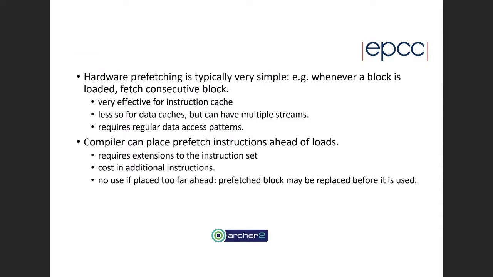Okay, so hardware prefetching is typically very simple. It's basically just assuming perfect spatial locality. In other words, whenever a cache block is loaded, the hardware assumes that the next block in memory, so the next block in sequence in address space, is going to be accessed soon. So we'll go ahead and load that anyway before the processor requests it. That works some of the time. We can have multiple streams of data operating at the same time, so consecutive blocks being loaded from multiple different base addresses. But obviously this only works if our program has regular data access patterns.